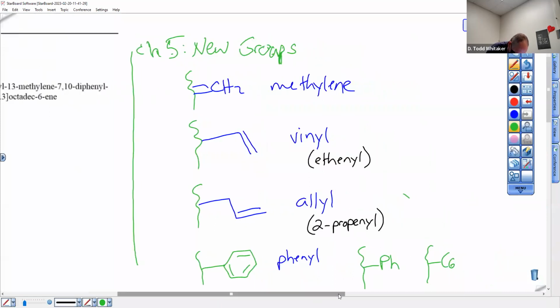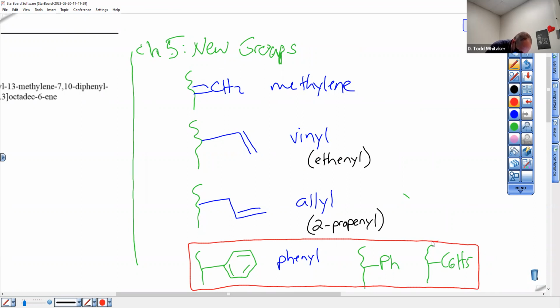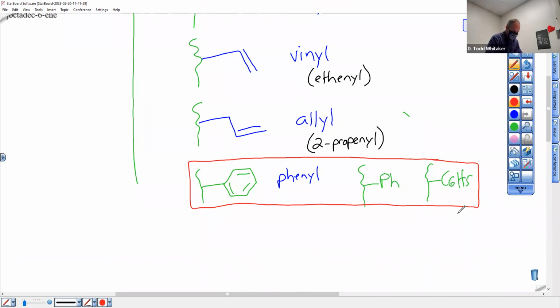These are all phenyls. Okay? You want the parenthetical name? I guarantee not a single student will ever use it. There'd be 1 or 2 in this class that would because they're clever that way.